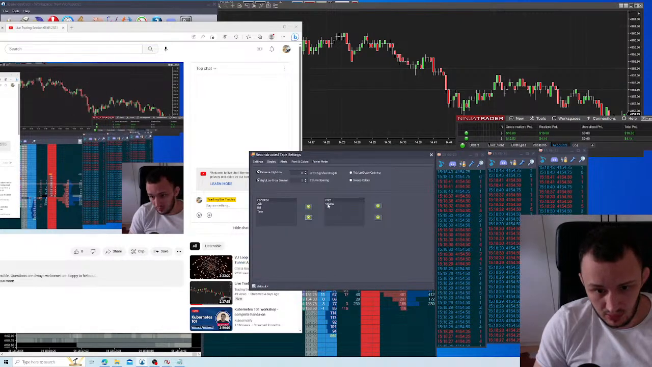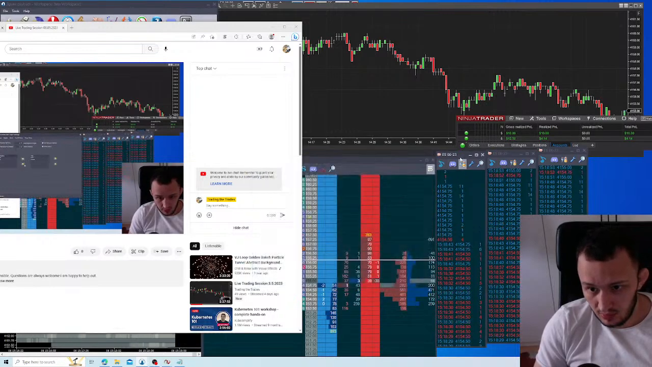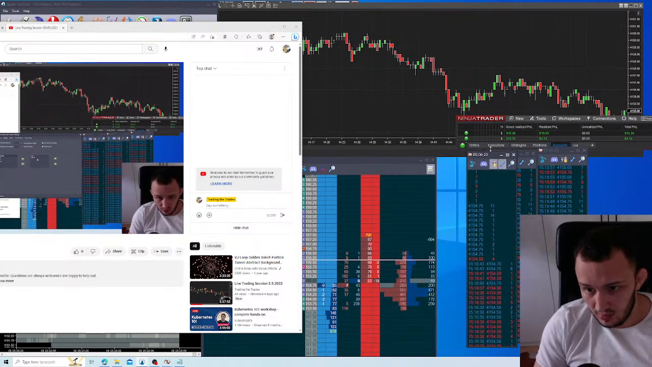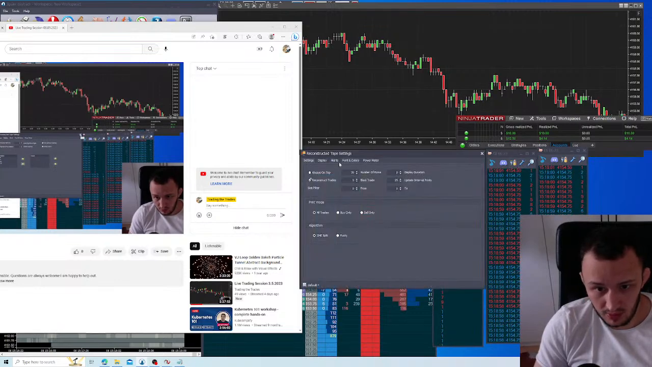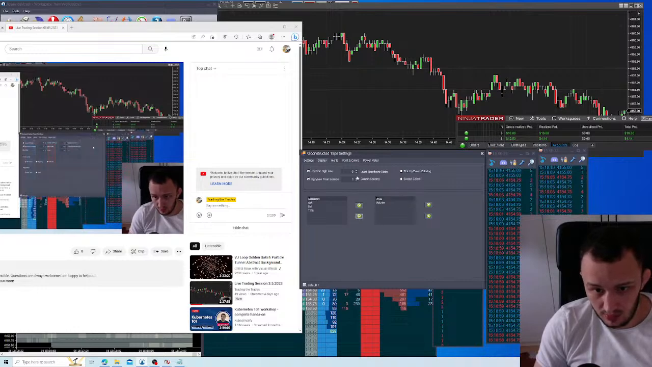Display. I don't need time on this one, and I don't need price on this one either. This is just my very small lots, basically, to gauge the kind of volume that's coming in. So here we do want to see price. We don't need time, and last significant digits.